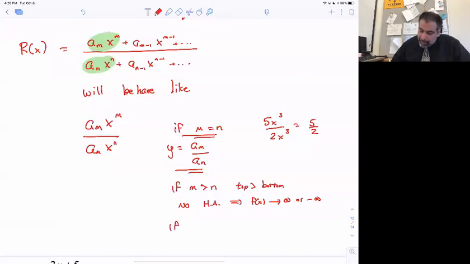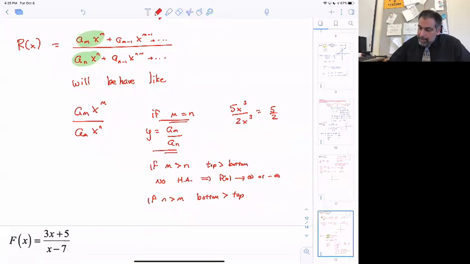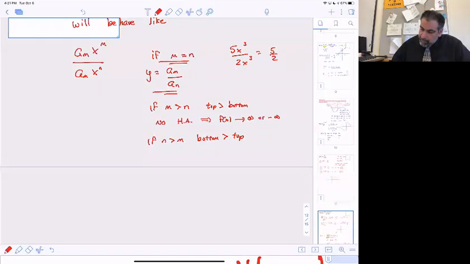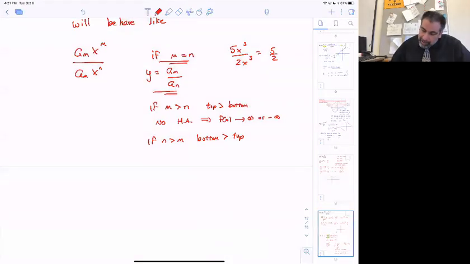And then if n is greater than m, in other words, the bottom is greater than the top, in that situation we're going to have a problem where we're going to end up with something like the first example, where the top is not going to be able to keep up with the bottom. And this means that our function is going to have a horizontal asymptote, and it's going to be at y equals 0.